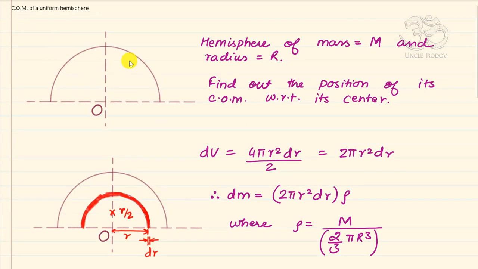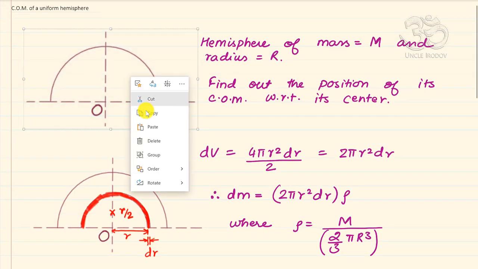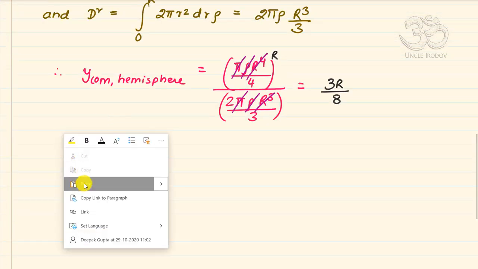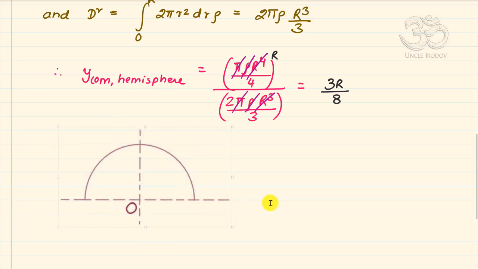So when you look at that 3R by 8 term, you will see that it is less than halfway through the radius. So this is just to give you an idea of where the center of mass lies. So if the R by 2 point is shown as that black cross, which is the radius divided by 2, then slightly below that will be the center of mass here. This height will be 3R by 8, and that's it.